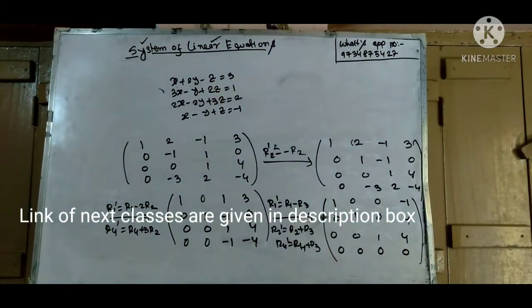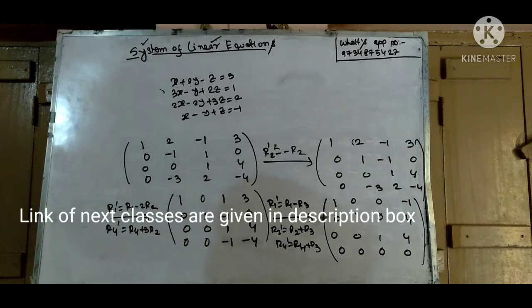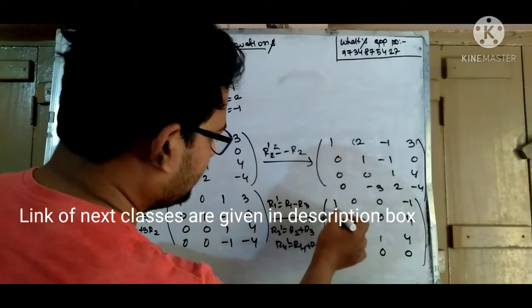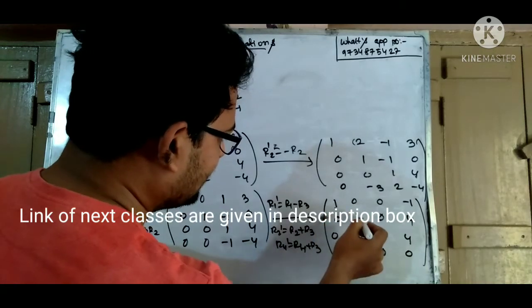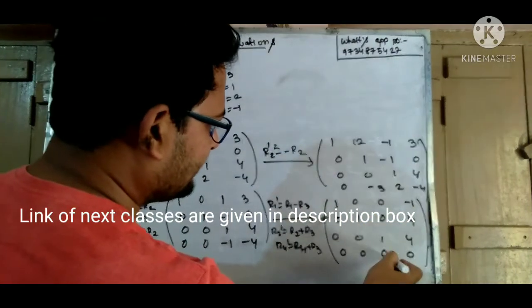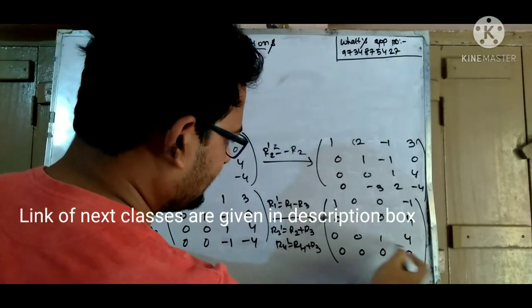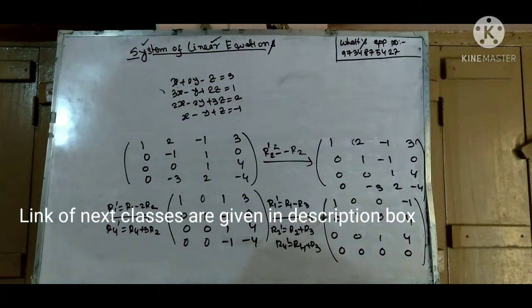Okay, so the matrix thus obtained is the row echelon matrix of the given augmented matrix. Why? Leading one, the remaining elements of this column are 0. Leading one, the remaining elements of this column are 0. Similarly, this and this. Here this is the 0 row. So we will ignore the fourth row.